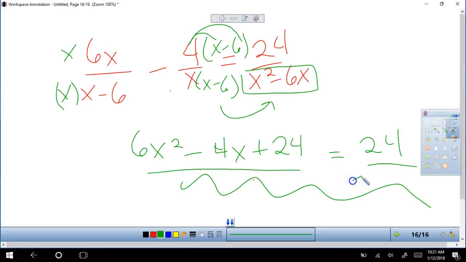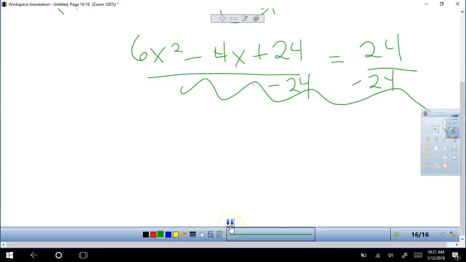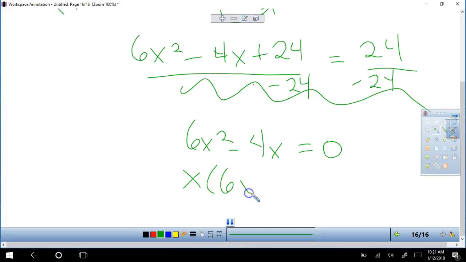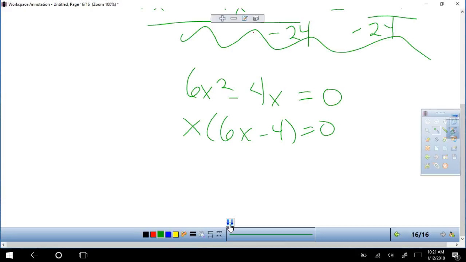Once that happens, bottoms don't matter. I subtract 24 over to both sides because it's a quadratic, so I need to get it equal to 0. So I get 6x squared minus 4x equals 0. Both these have an x in them, so I can pull out an x. x times 6x minus 4 equals 0. So this tells me that x is 0. I set each piece equal to 0.